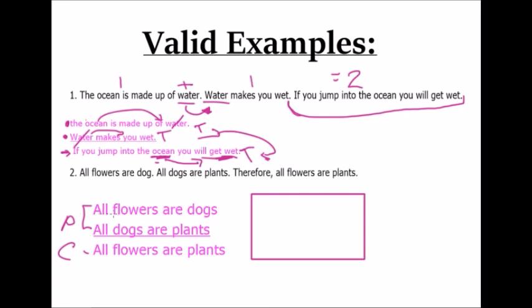So, let's read the first thing. All flowers are dogs. We know there are flowers and dogs. So we'll put F for flowers, and there's dogs. All dogs are plants. Well, here's your dog circle, so plants. And then you could say all flowers are plants. Is this true? Yes, because flowers are in the plant category.